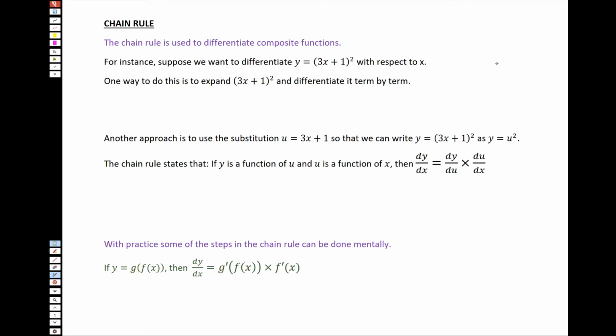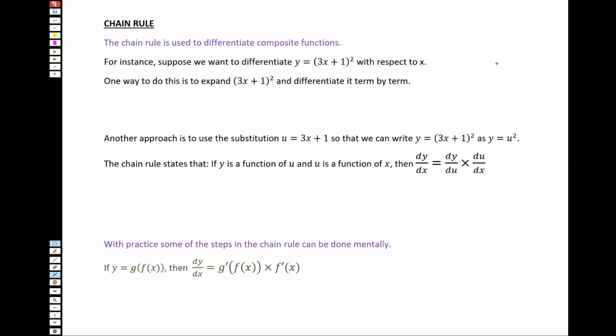Now, chain rule is used to differentiate composite functions. An example of a composite function is y is equal to (3x plus 1) squared. Now, one way in which we can differentiate this function is by expanding (3x plus 1) squared and then differentiating the resulting function term by term.